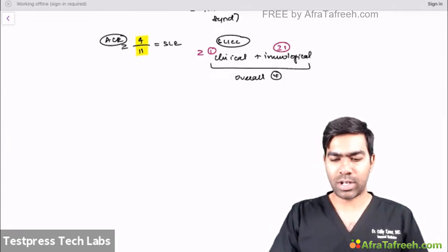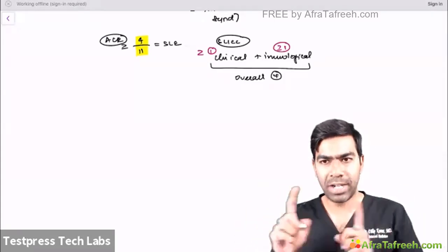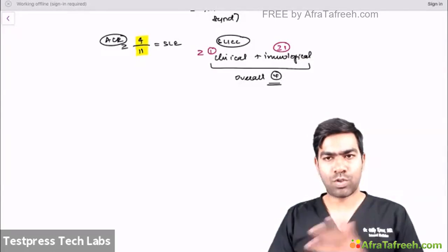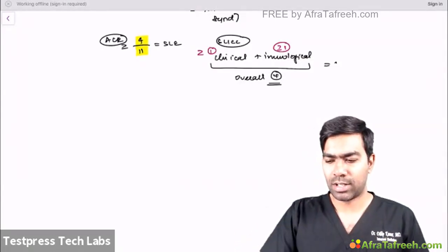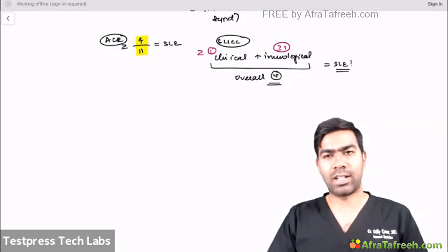So this is what they told. At least 1 should be on either side minimum, but overall 4 should be there. I mean, if you calculate as a whole, then only you can call it systemic lupus erythematosus. Even then, that had a lot of pitfalls.